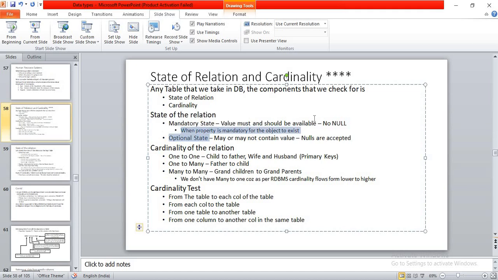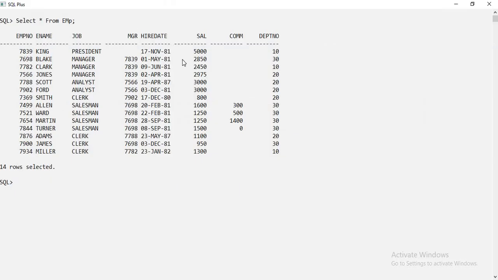So what do you mean by mandatory state? When it is a mandatory state, you cannot insert records with null values into that column. So here you have your select statement. If you see, the first thing is this EMP number column. What is the state of it? Is it mandatory or not? If it is mandatory, I cannot insert a null into it. And if it is not mandatory, I can insert null into it.